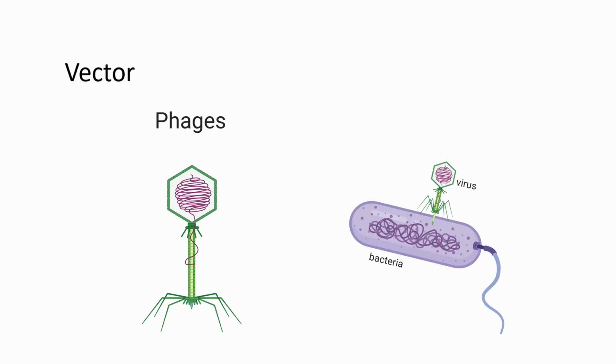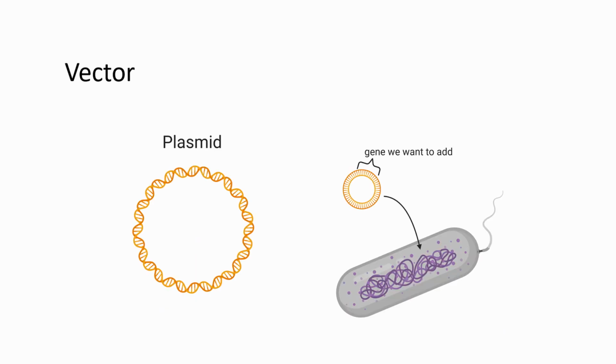But before we can add genetic information, we need a vehicle to transport it into the cell. This vehicle is called a vector, and there are different options available. For example, phages, viruses that target bacteria and can be used to insert DNA into a bacterium. Most often, a circular, ring-like piece of DNA that contains the information we want to add is used. This is called a plasmid.